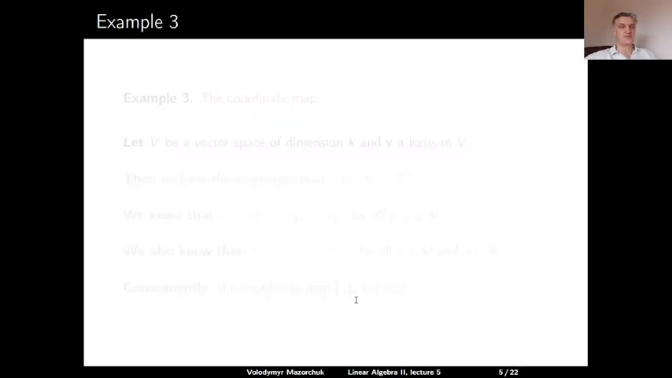Example 3. We have already seen in the previous lectures that one specific map is linear. We just need to recall this.